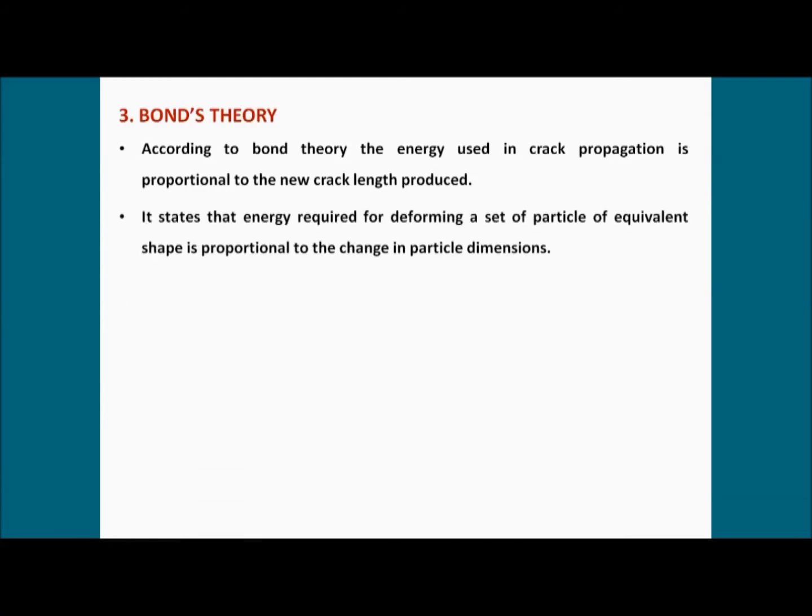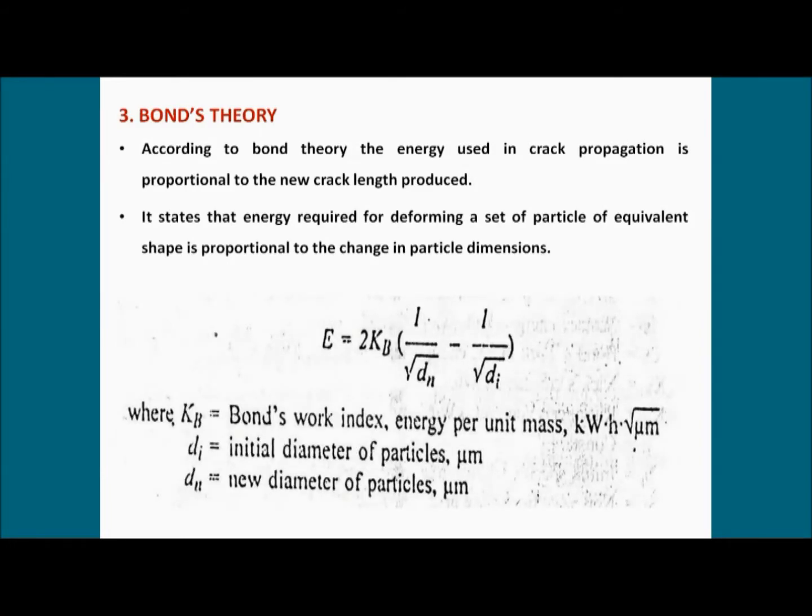As per Bohn's theory, the energy required for deforming a set of particles of equivalent shape, suppose all the particles are spherical in shape, is proportional to the change in the particle dimension. So E is equal to 2 kb (1 divided by square root of dn minus 1 divided by square root of di), where kb is the Bohn work index, which is actually the energy per mass. di is the initial diameter of the particles, expressed in micrometers, and dn is the new diameter of the particles after crushing, also expressed in micrometers.